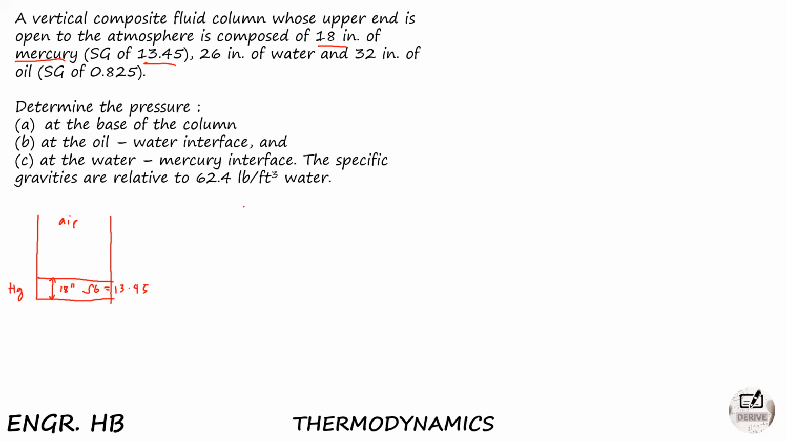Of course, the next one is not the oil. The next highest SG is the water, which has a height of 26 inches, so a bit bigger. We all know the SG of water is 1.0. So that was H2O. And lastly, let's erase this air. The last is the oil because it has the lowest SG. The height of oil is 32 inches, which is greater than 26, so we can make this box bigger. So that was 32 inches.